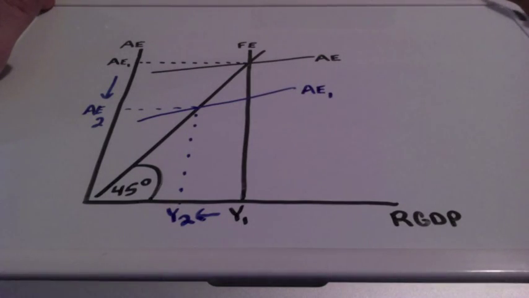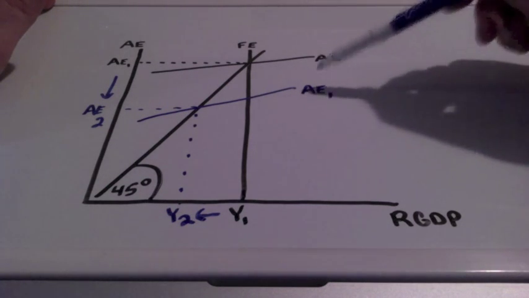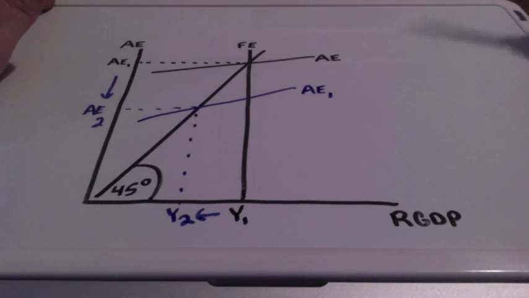A decrease in consumer confidence is going to result in a decrease in aggregate expenditures because people are not going to consume as much. Government is also decreasing their overall spending.